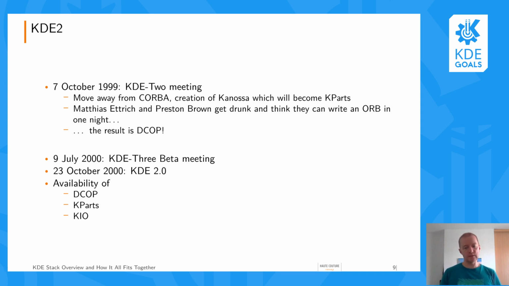When that one is released, there's the actual availability of DCOP, KParts, KIO. Okay, that's three important technologies inside of the KDE stack, and they really got established for that particular version. So in a way, the versions we see today have more in common with KDE2 than they have in common with KDE1. Right? There's clearly a big shift between 1 and 2 there.